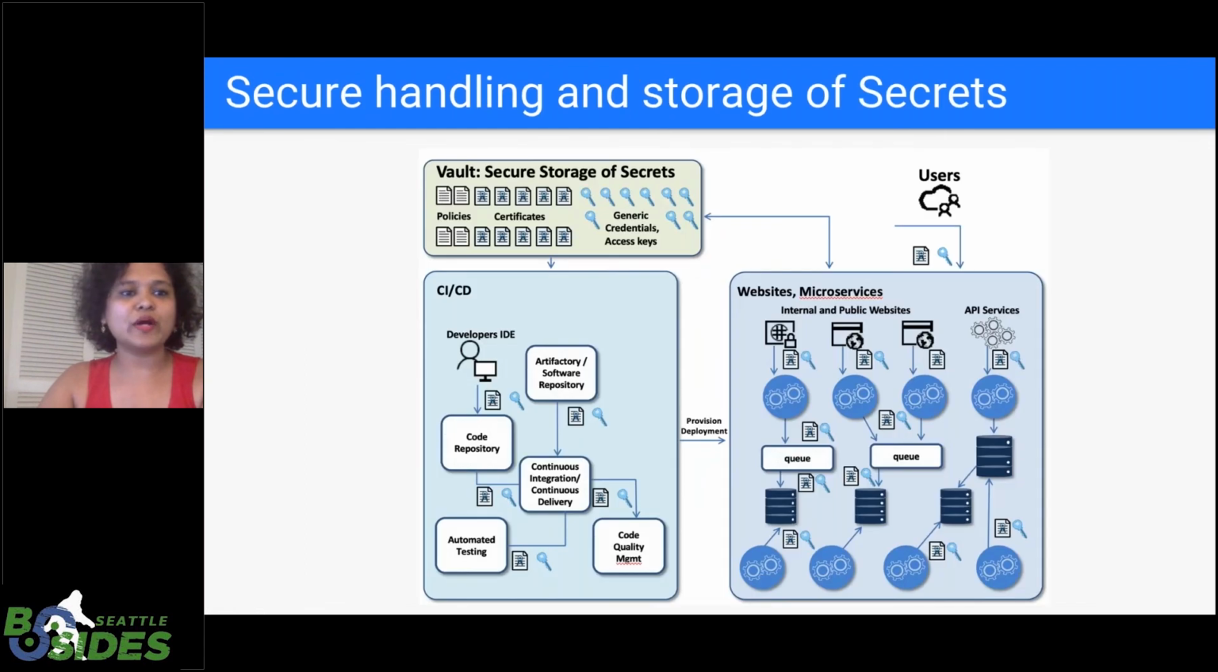Let's go to the next one. This one is about secure handling and storing of secrets. Usually I have seen in monolith applications, secrets are stored in plain text files, environment variables, or runtime configuration files, assuming that an attacker can't get there and doesn't have access. But in the microservices world, that's not true.